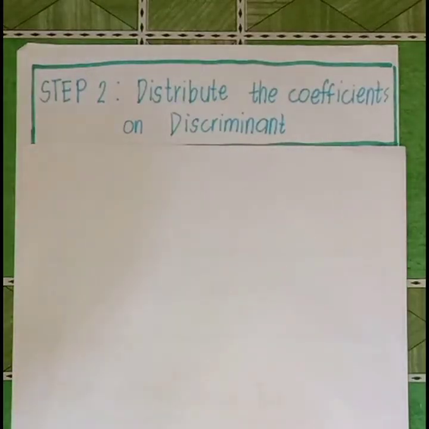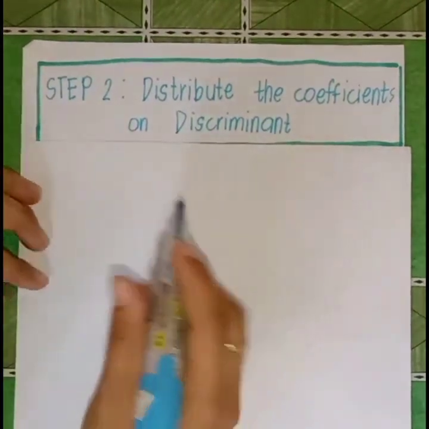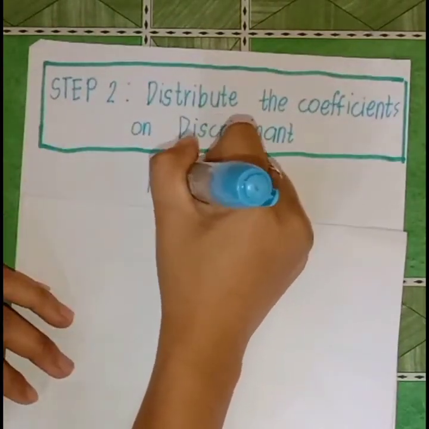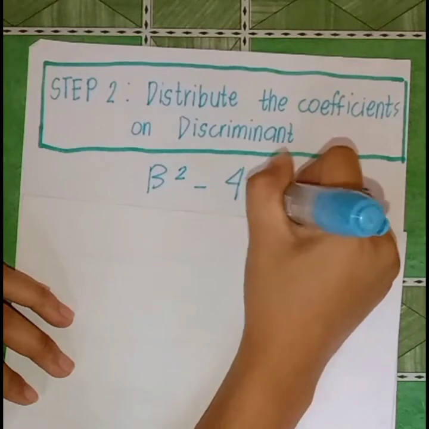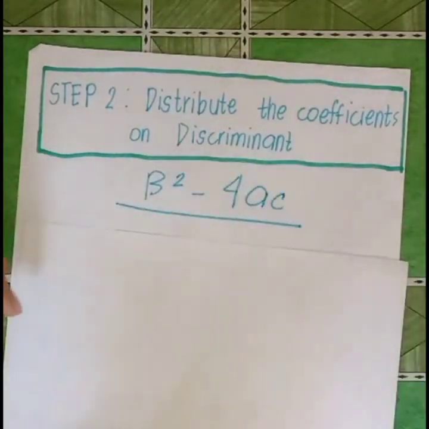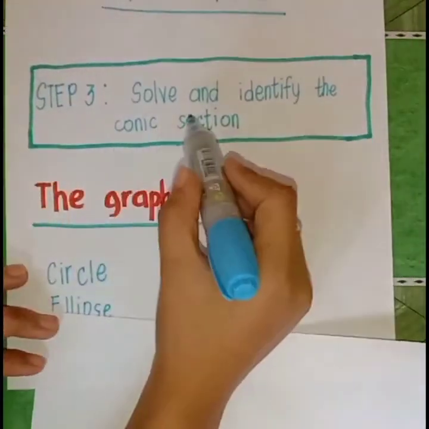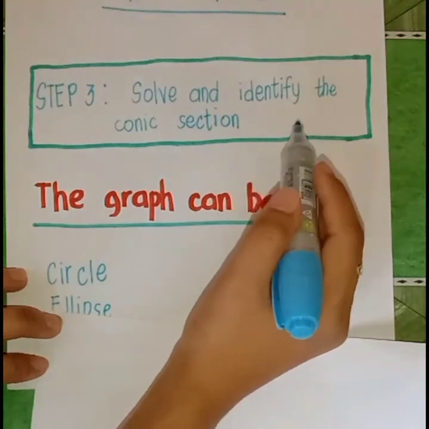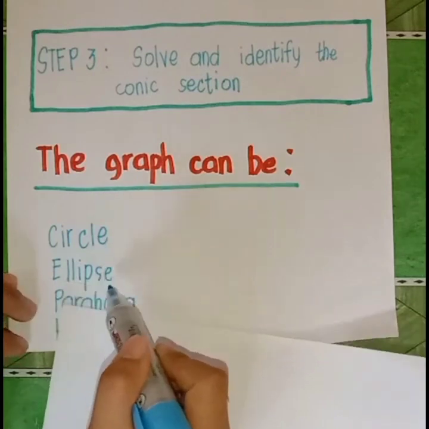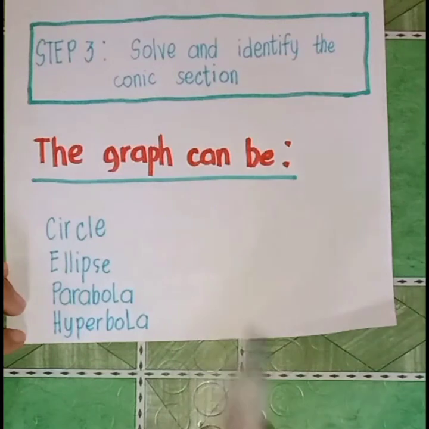Our step 2 is to distribute the coefficients into the discriminant. Our discriminant is b squared minus 4ac. This is the discriminant. Our step 3 is to solve and identify the conic section. The graph can be a circle, ellipse, parabola, or hyperbola.